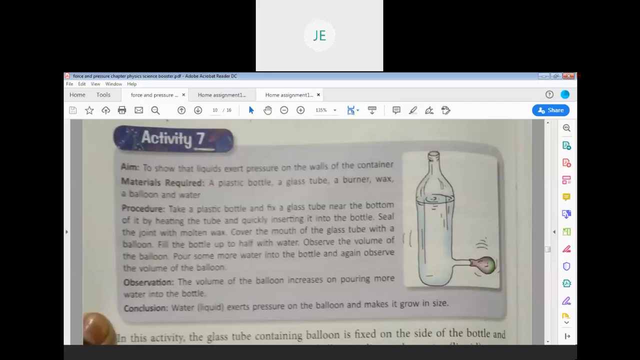Any doubts here? Excuse me, sir, I have a doubt. Yeah, please. Sir, what would happen if in the setup we put another balloon on the top of the bottle? Could you please repeat? What would happen if in this setup we put another balloon in the top mouth of the bottle? So you are keeping the balloon here?